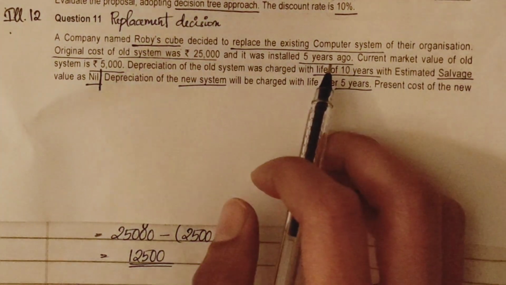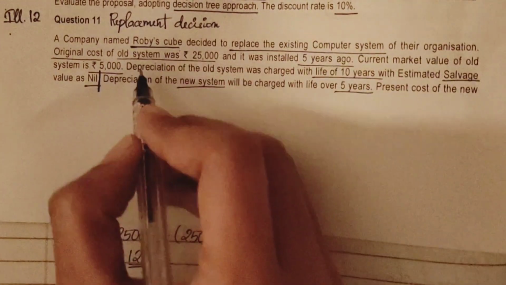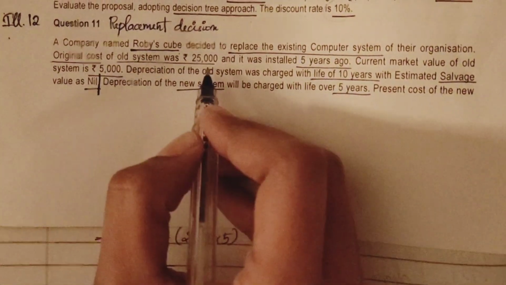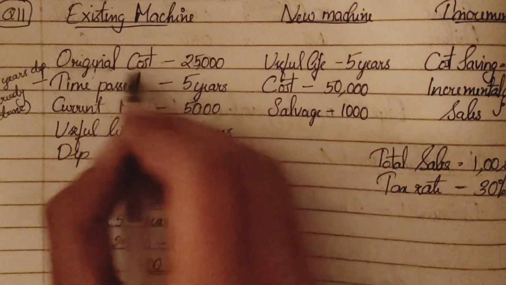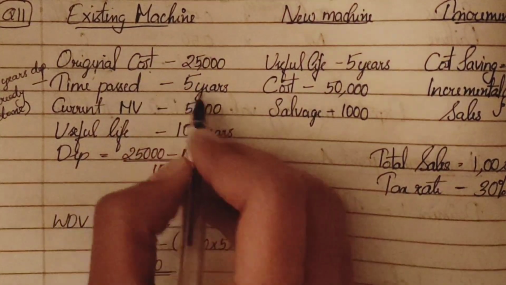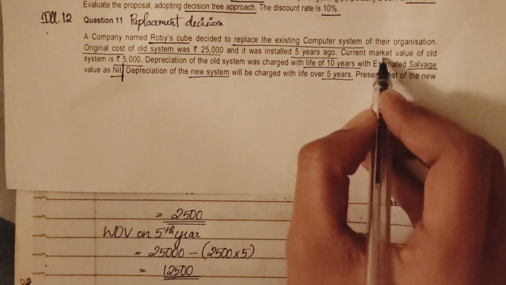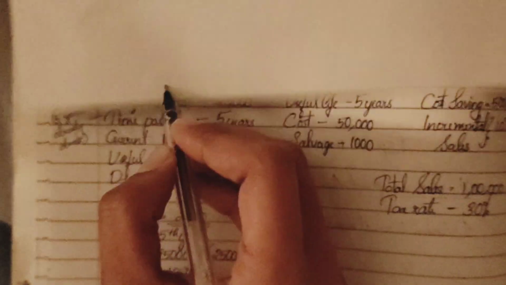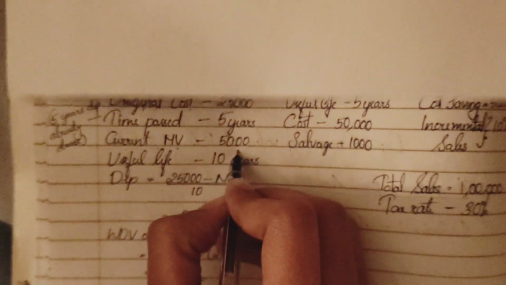So let us summarize the given data. The original cost of the old system is 25,000 for the existing machine, and the time passed is 5 years. Current market value of the old system is 5,000.